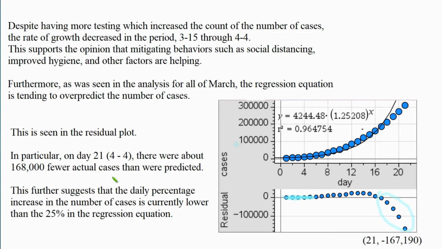In particular, on day 21, right here, that's 4/4, that's yesterday, there were about 168,000 fewer actual cases than were predicted by the regression equation. And so this further suggests that the daily percentage increase in the number of cases is currently lower than the 25% in the regression equation.